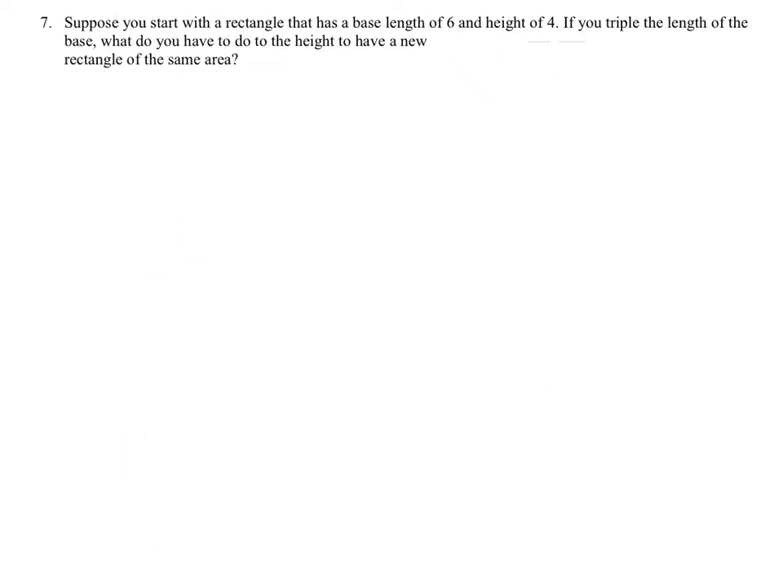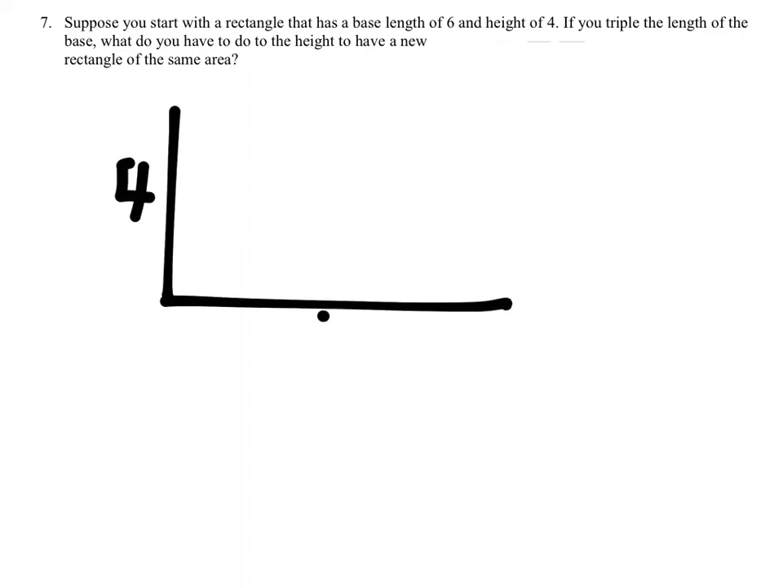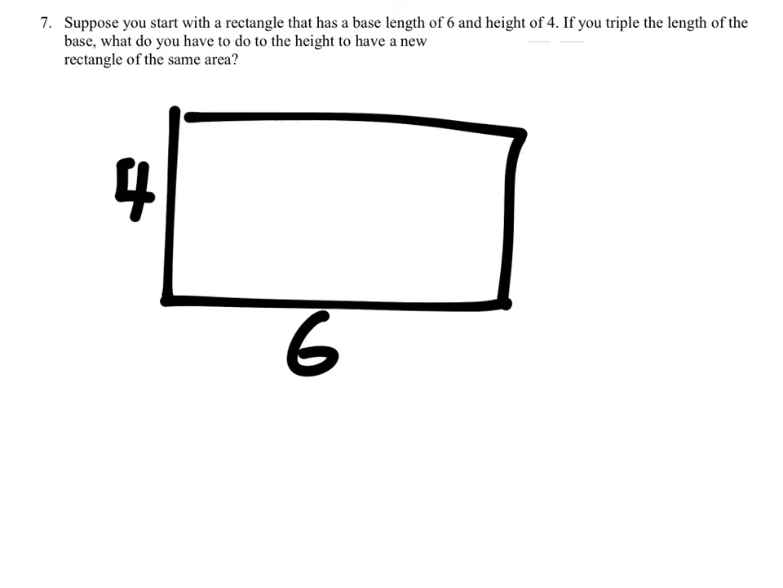Suppose you start with a rectangle that has a base length of 6 and a height of 4. Let's draw that up. So it's a base length of 6 and a height of 4. If we triple the length of the base, what must we do to the height to have a new rectangle with the same area? Well, if we triple the base and we triple the height, it's just going to scale this to be a bigger version of this. But we want to keep the area the same after we have tripled the base.